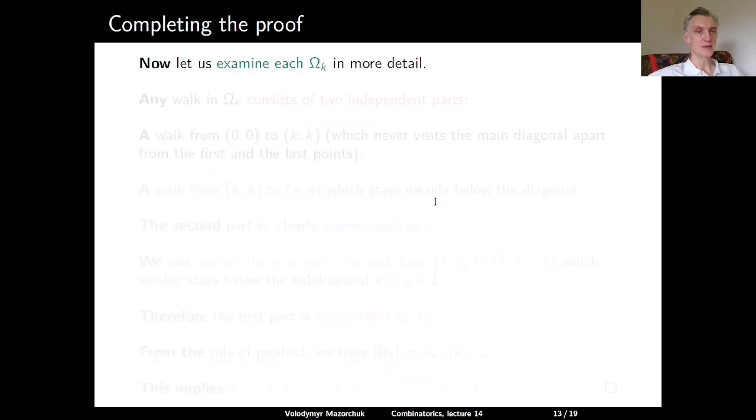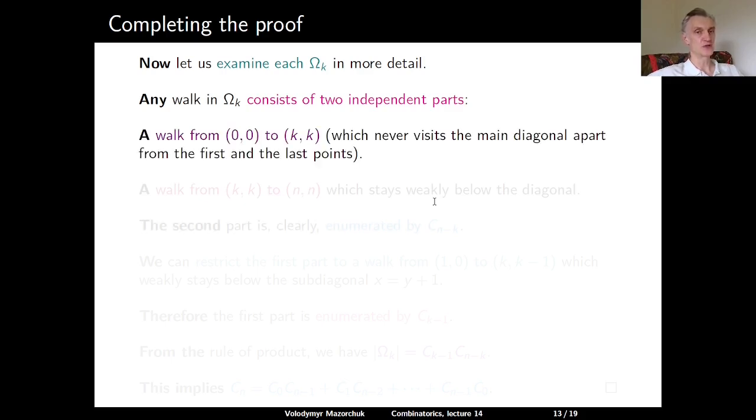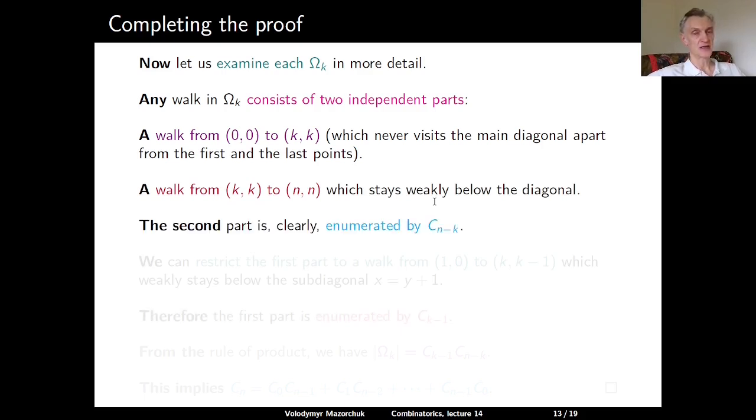Let us now examine each omega k in more detail. Any walk in omega k consists of two independent parts. First of all, we have a walk from (0, 0) to (k, k), which never visits the main diagonal apart from the first and the last point. And then we have a walk from (k, k) to (n, n), which stays weakly below the diagonal. So by the definition of the Catalan numbers, the second part is enumerated by c with the index n minus k.